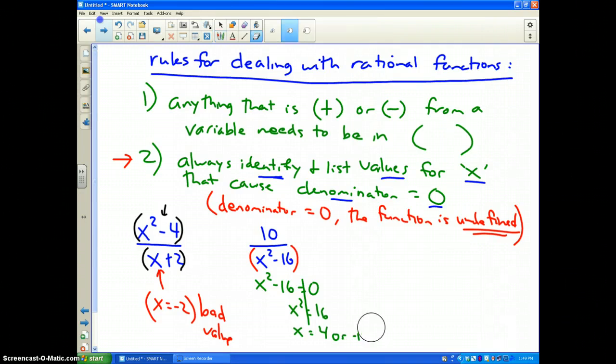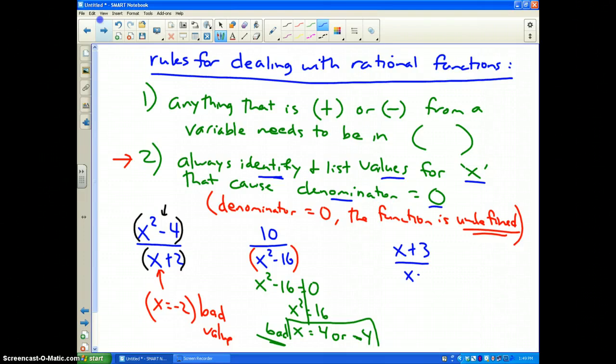Negative 4. We cannot have x be either of those two answers. X cannot be either of those because that makes the denominator 0. That is bad. Can't do that. And finally, x plus 3 divided by x minus 7.